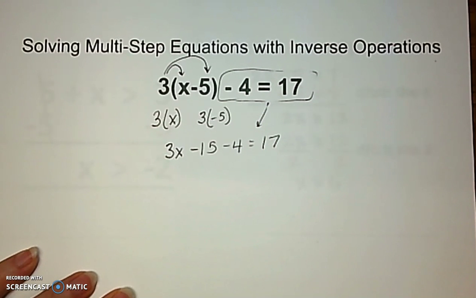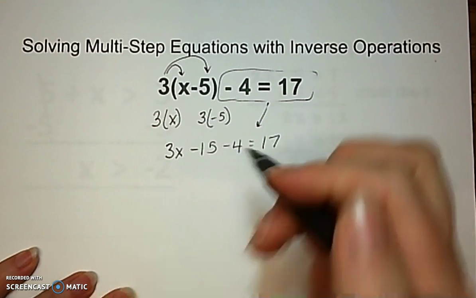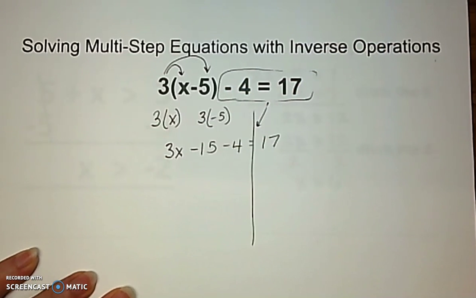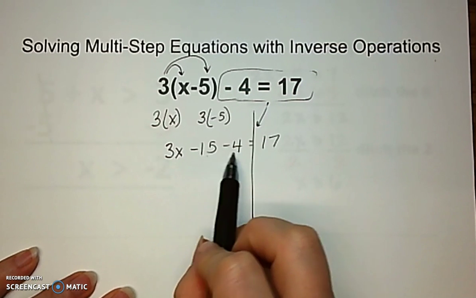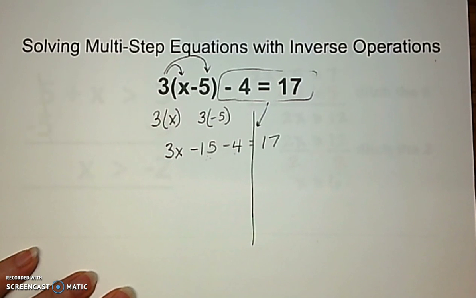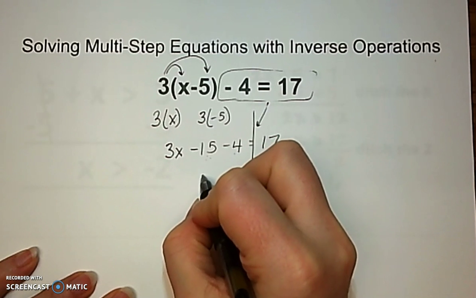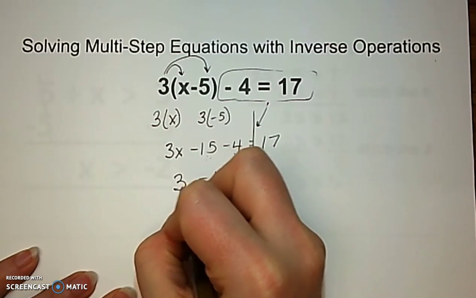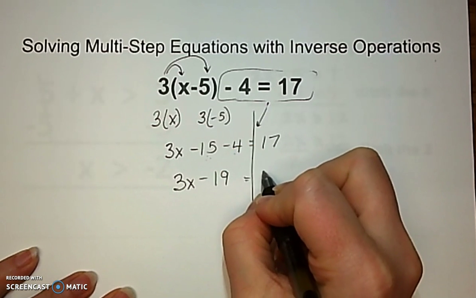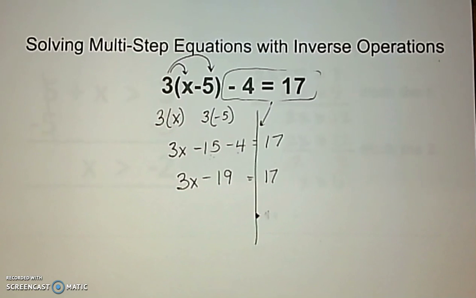What we've been working with then is we need to combine like terms. And I also think about this as being 2 separate sides here. So I'm going to combine like terms here. I cannot combine that 17 in quite yet. So negative 15 and negative 4 is going to give me a negative 19. So I have 3x minus 19 equals 17.